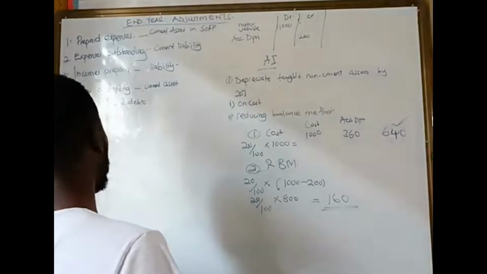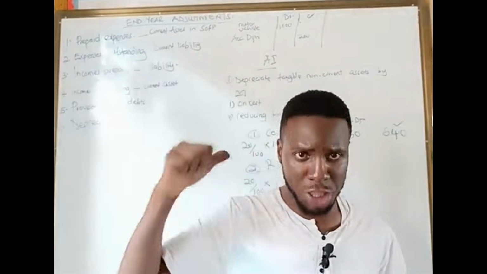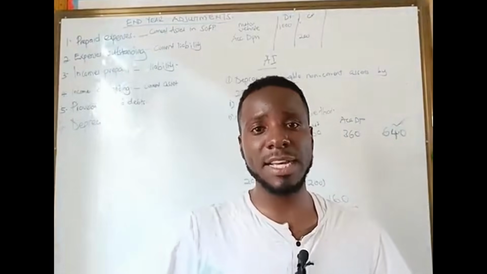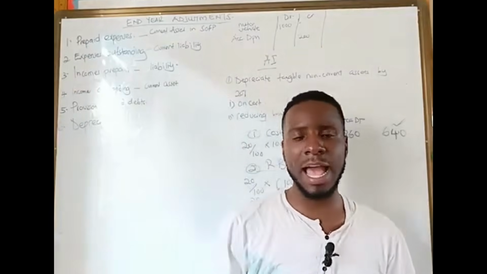So that's all about end year adjustments. I'm going to solve a number on this together, and it's going to run from income statement, statement of financial position, even having end year adjustments.